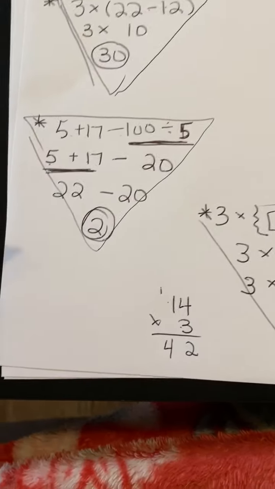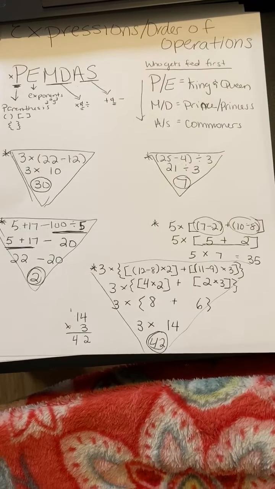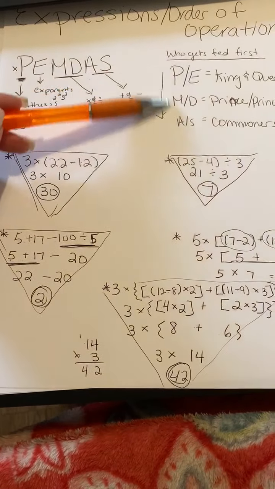Like here, I had both adding and subtracting. I would do whatever one came first. So if subtraction comes first, I do that first. If division comes first, I do that first. Okay? All right, it's not too bad. Just remember, you have to stick to the order.